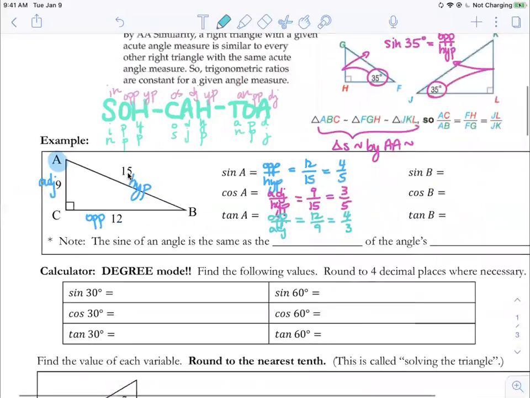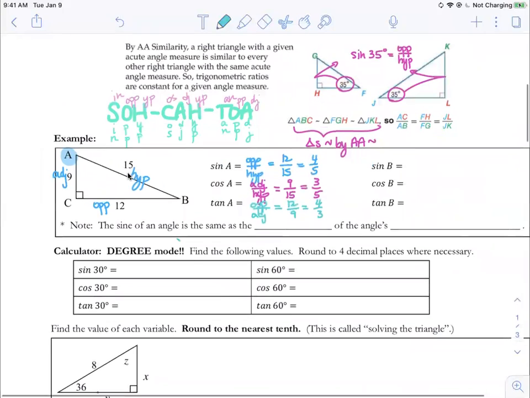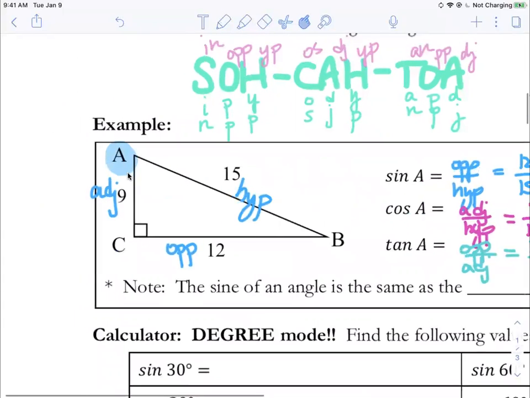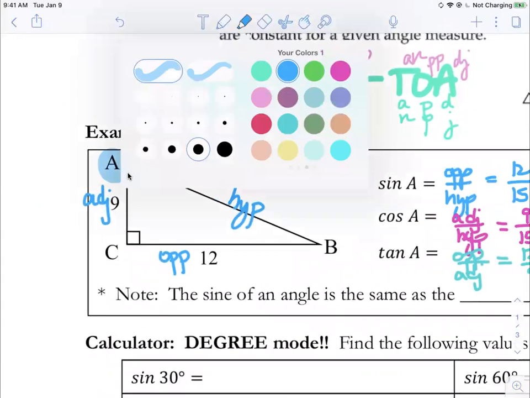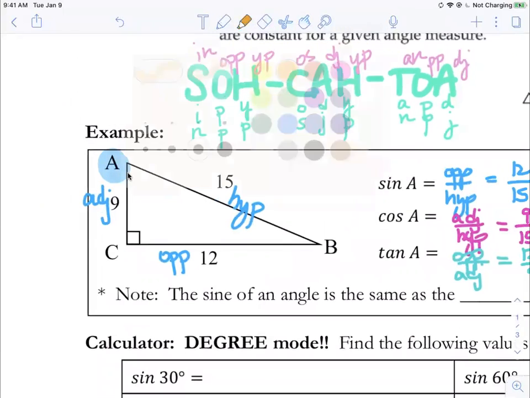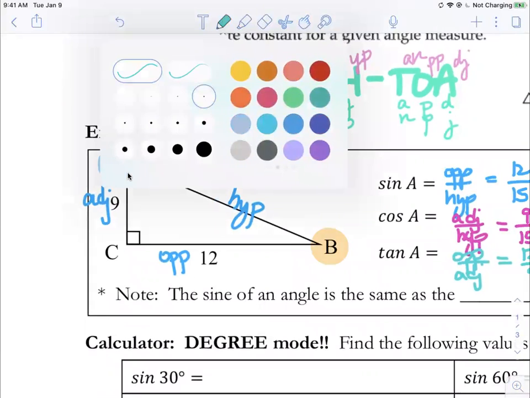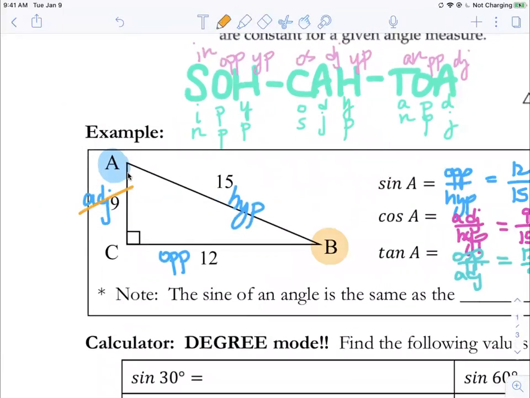Okay, now we're going to switch to the other angle here. So looking at sine of angle B, I'm going to switch now to the other angle. If this is angle B, then in relation to angle B, our hypotenuse, of course, is still our hypotenuse. But our opposite and our adjacent change, because across from angle B is 9. That's our opposite now. And then 12 is our adjacent. So when you switch to the other acute angle in the right triangle, the opposite and adjacent will switch. Again, the hypotenuse doesn't change because the hypotenuse is the longest side across from the right angle, so it's never going to change.